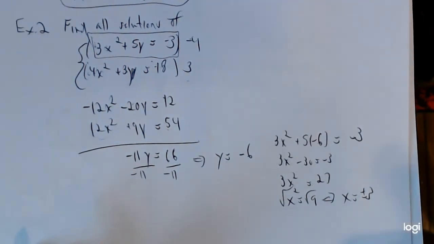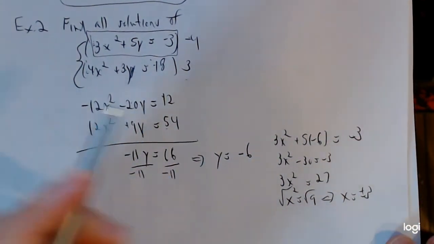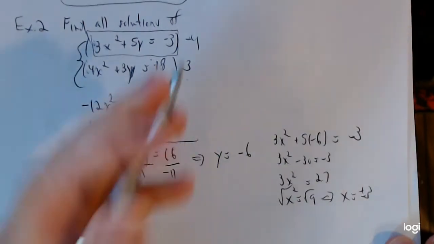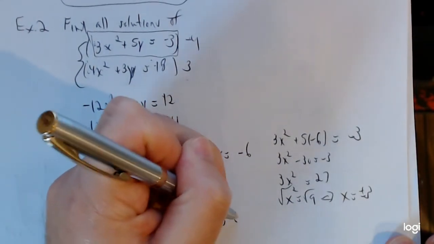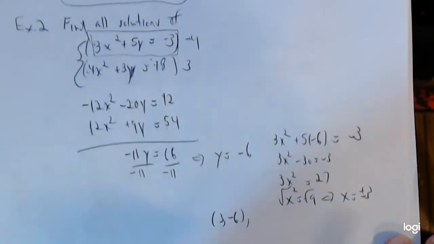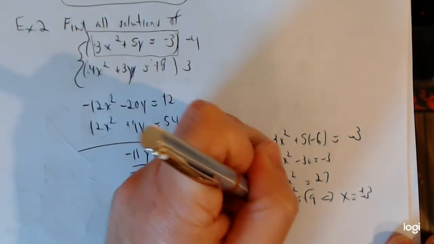Okay, so notice how I did get two solutions. What's my first solution? When x is positive 3, y is -6. And then my second solution is when x is -3, y is -6.